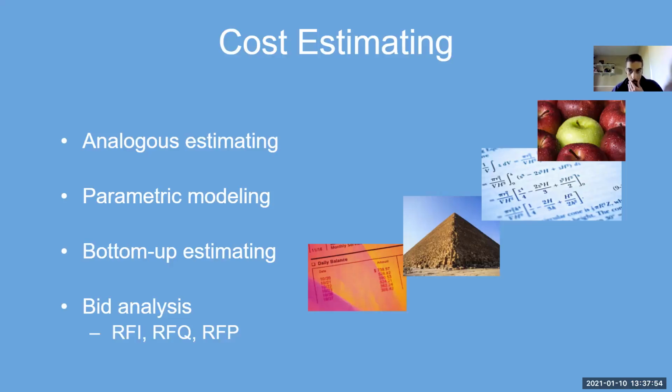There's another way called bottom-up estimating. You estimate for each task at a very individual level, then you sum it all up to get the total for the whole project. It's more detailed, it's more accurate, but it also takes a lot more time.